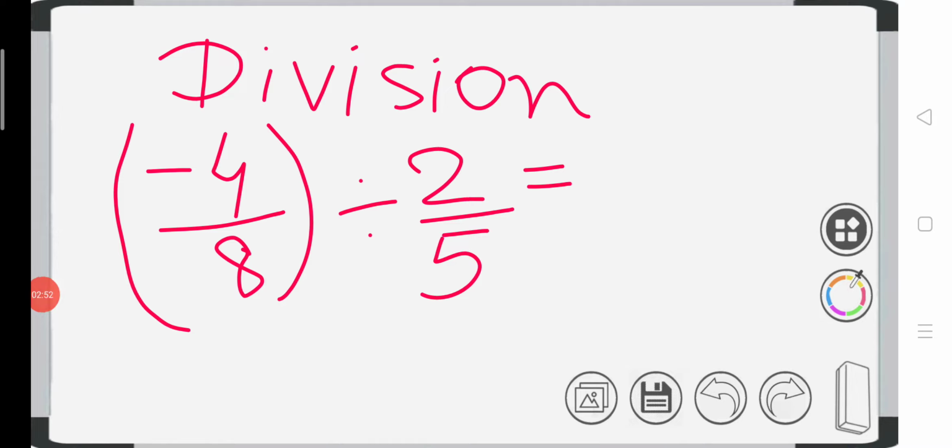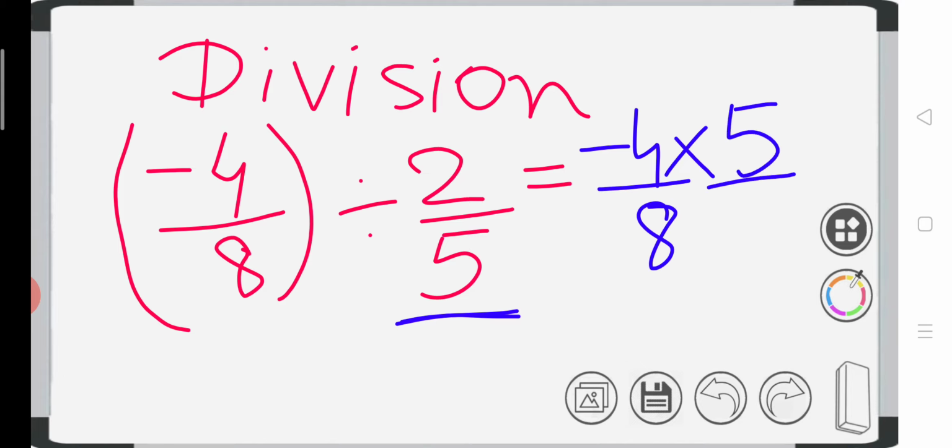As you have learnt in fractions how to divide, similarly you can see here that you have to divide minus 4 by 8 by 2 by 5. So you know that the second fraction, that is 2 by 5, we will take its reciprocal. So it will become minus 4 by 8 into 5 by 2.